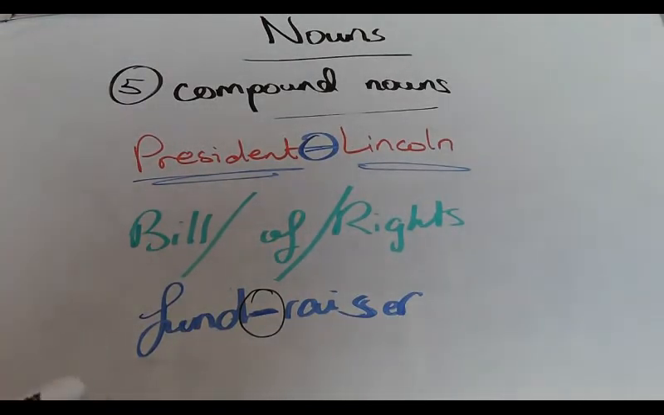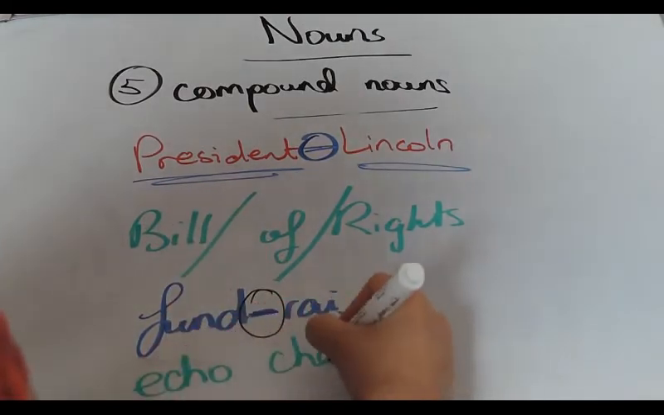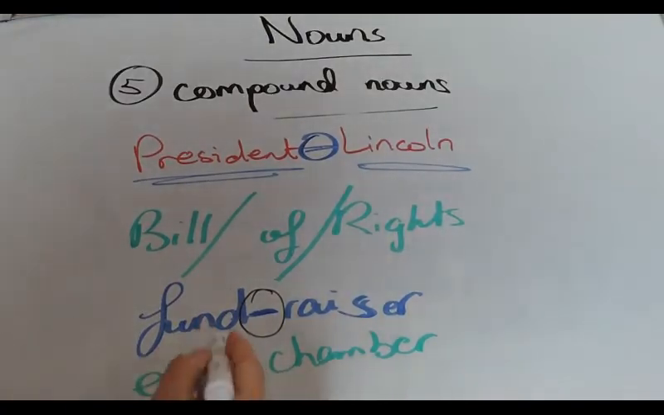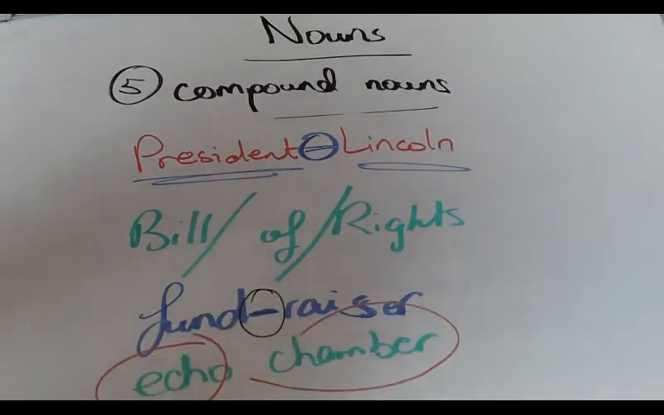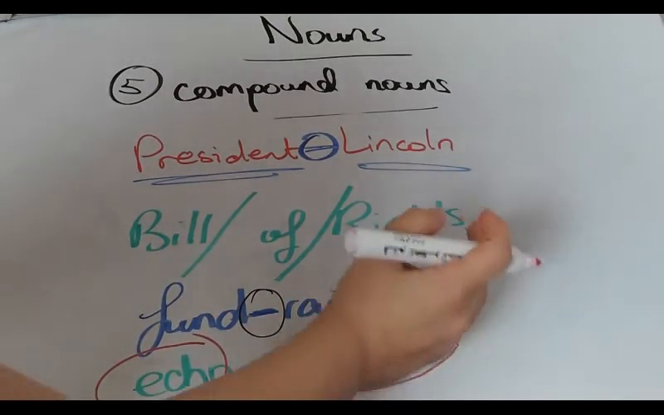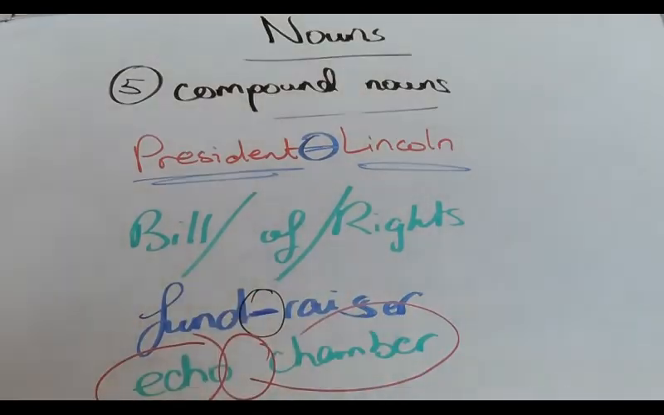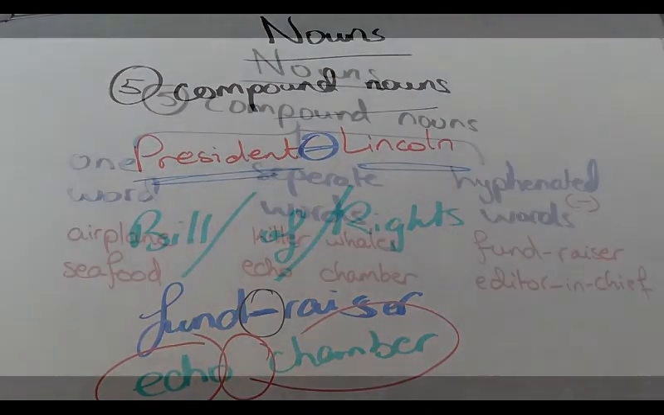Let's also take echo chamber. Echo chamber here. Echo alone has a meaning. Chamber alone has a different meaning, and they are considered one word even if they have a space here, a gap in between. Okay, so this is the thing about compound nouns.